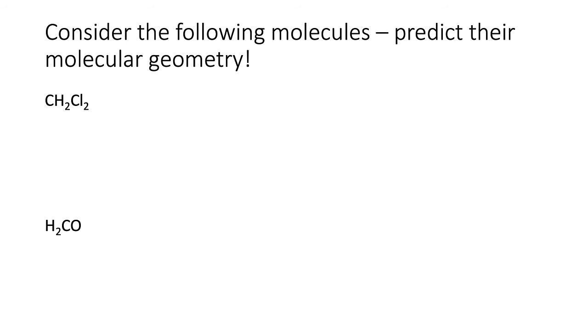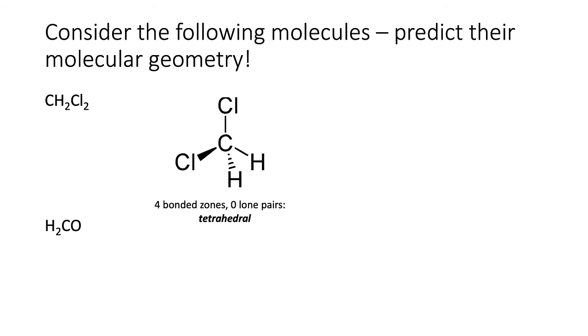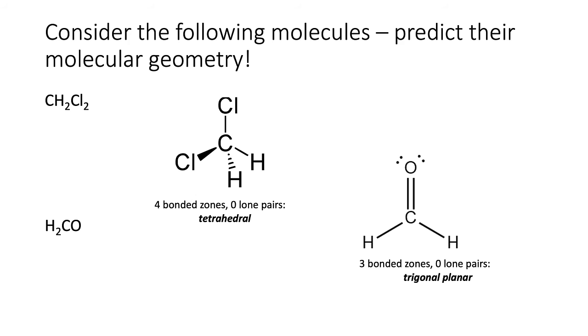All right, hopefully you're able to come up with an answer, right? So we have CH2Cl2 and H2CO. For the top, which is our dichloromethane, we have a tetrahedral geometry, right? 4 bonded zones, no lone pairs, and therefore it is going to be tetrahedral. For our second example, this is formaldehyde. We're going to need a double bond between the oxygen and the carbon in order to fulfill our octet rules, and therefore we have 3 bonded zones, no lone pairs, and it will have a trigonal planar shape.